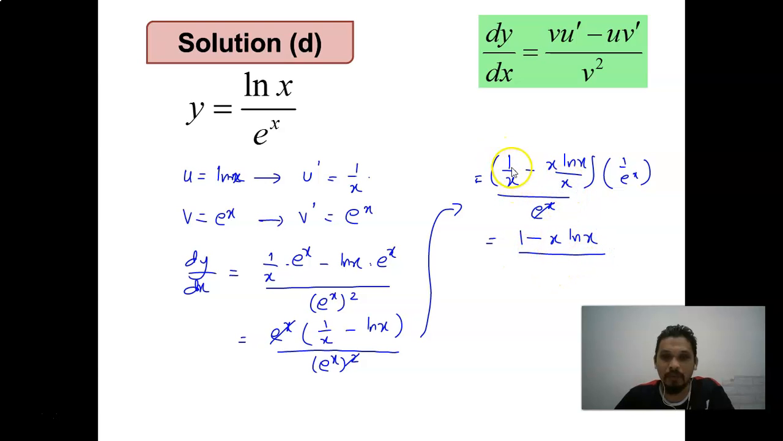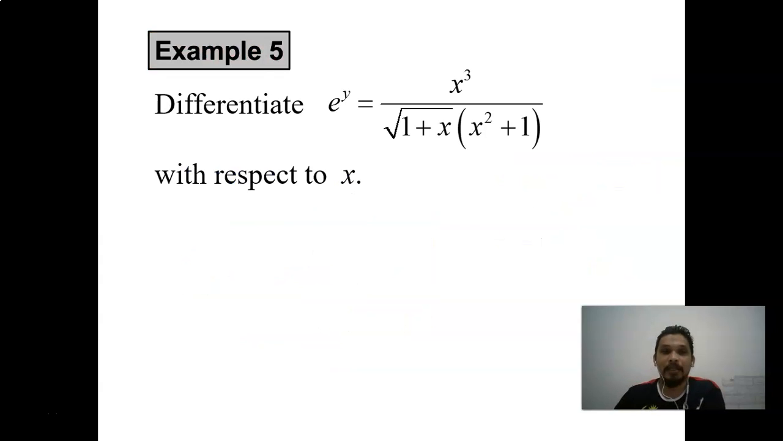Okay, for the term inside this bracket here, both with the denominators of x. So x equals now, and then multiply with e to the power of x here. Okay, now differentiate e to the power of y equals the function here with respect to x.